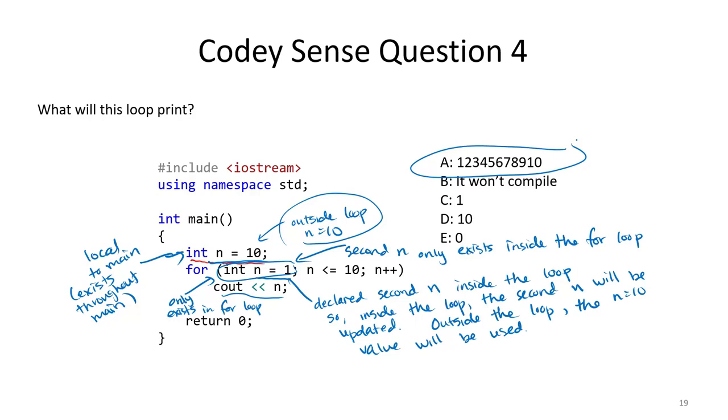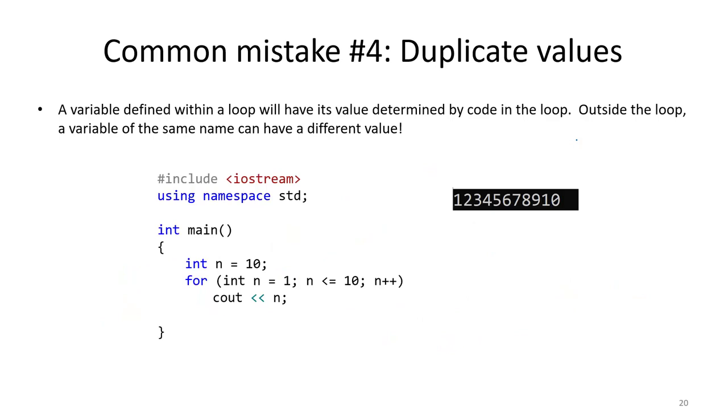We had redeclared n inside the for loop to start with the value 1, so the value of n outside the for loop is not going to affect our for loop's output. And that's indeed what we see. A variable declared and defined within a loop will have its value determined by the code in the loop. So outside the loop, a variable of the same name can have a different value.